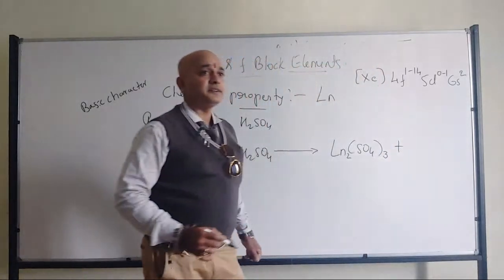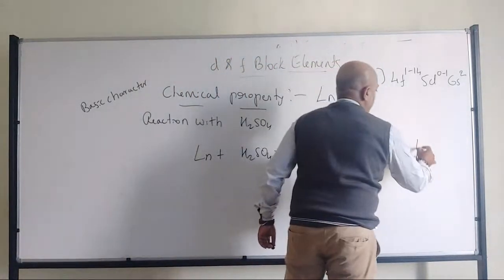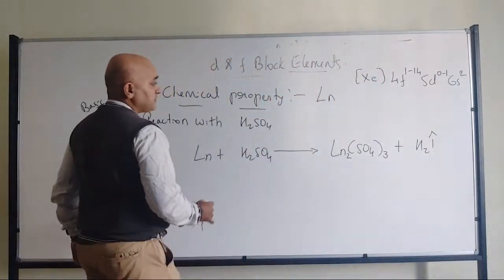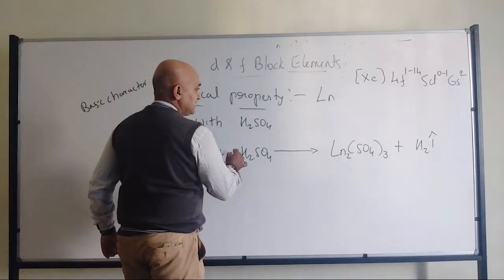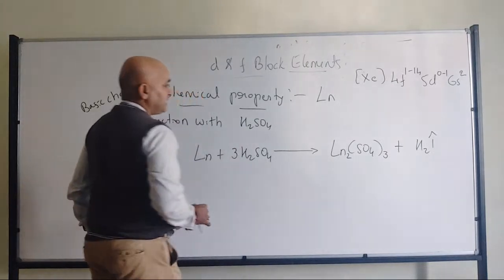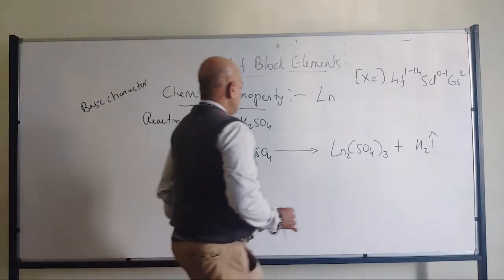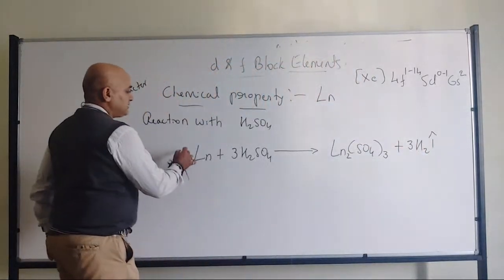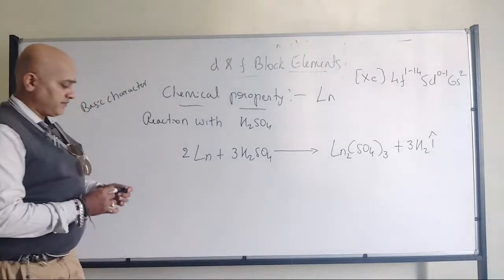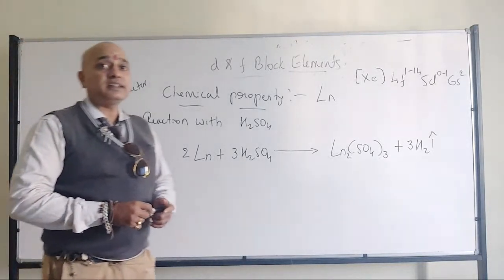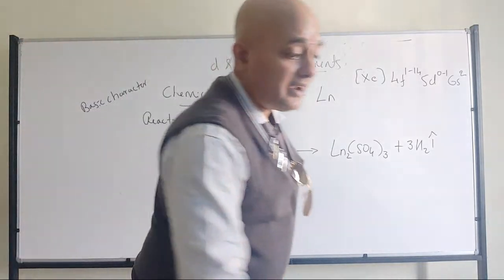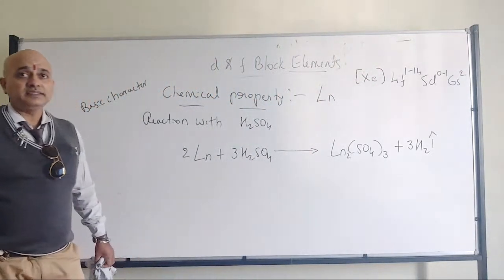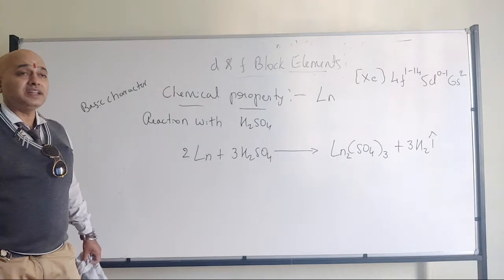Any other product? Yes, there will be liberation of hydrogen gas. So sulfate, it is 3 there, so straight away we will make it as 3. Now hydrogen 3 and lanthanum it should be 2. Okay, fine. So that's where we have the reaction of lanthanides with the sulfuric acid.